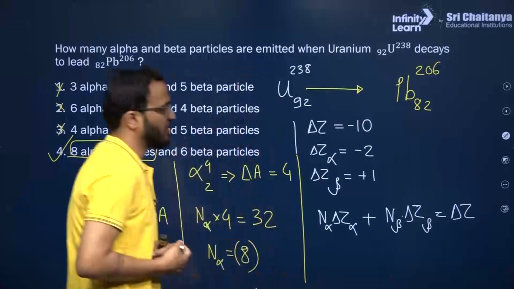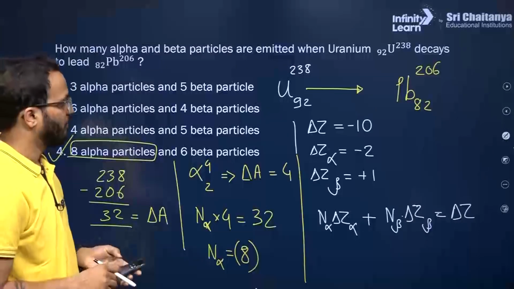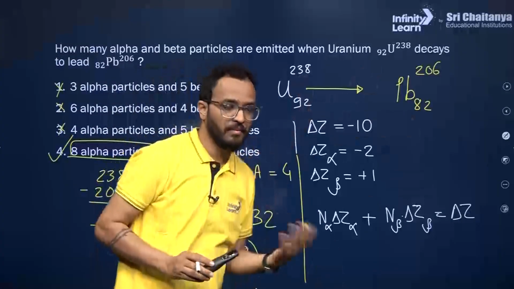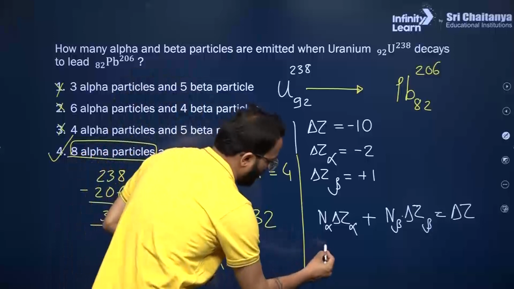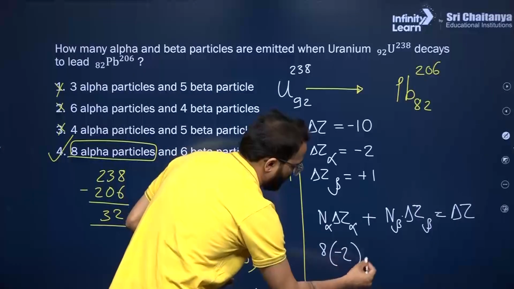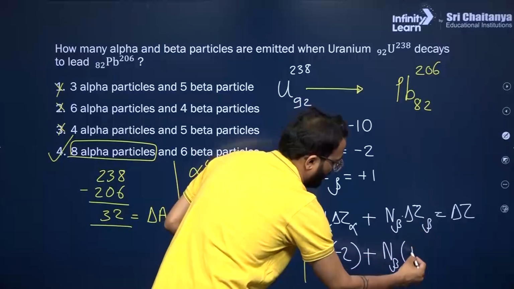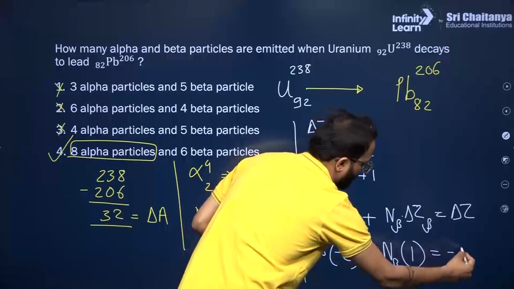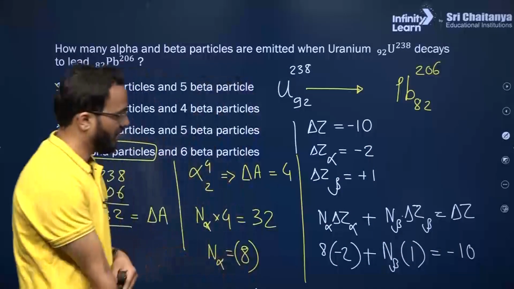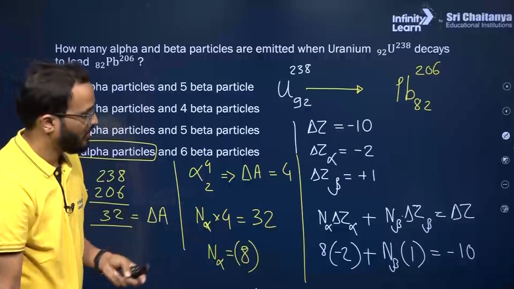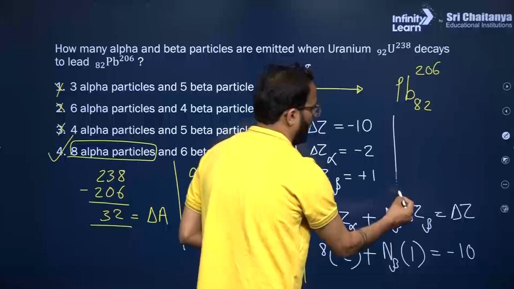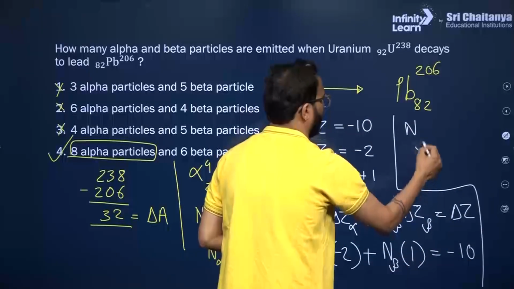Overall delta Z is minus 10, since it reduced by 10. So this will be 8 into minus 2 plus n beta into 1 is equal to minus 10. So the answer will be 16 minus 10 is 6. So n beta comes out to be 6.